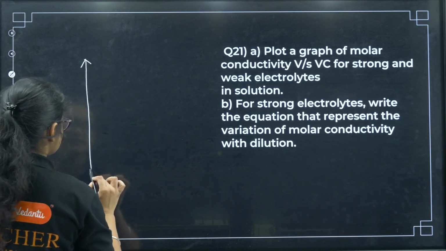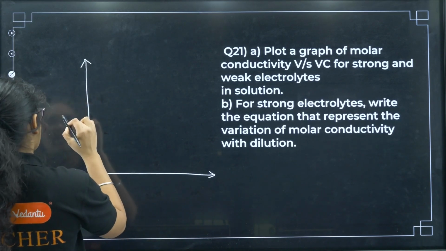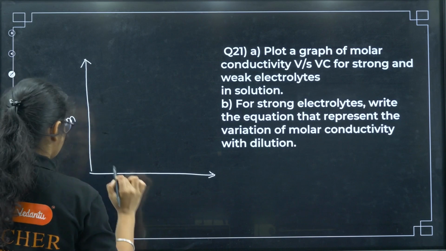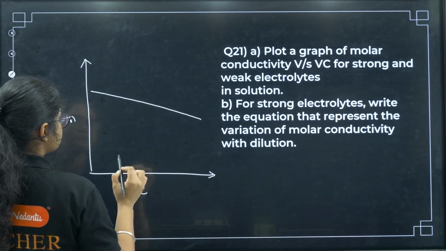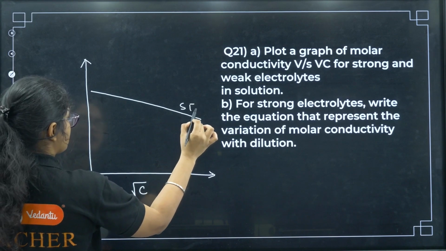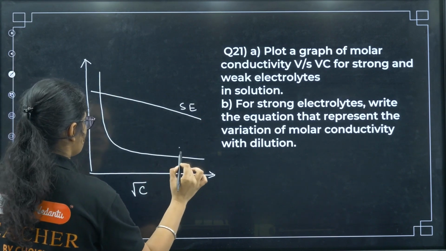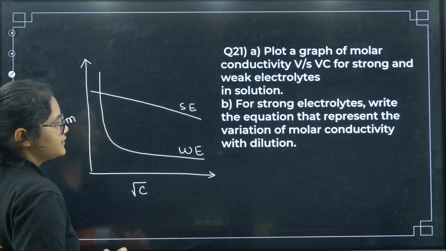Okay. Next, plot the graph of molar conductivity versus concentration for strong and weak electrolytes in the solution. So you have already seen this graph. Here we have molar conductivity and here we have concentration. So the graph is like this. This is for strong electrolytes. I'm just writing like this, and this is for weak electrolytes. Okay, that's the first thing.